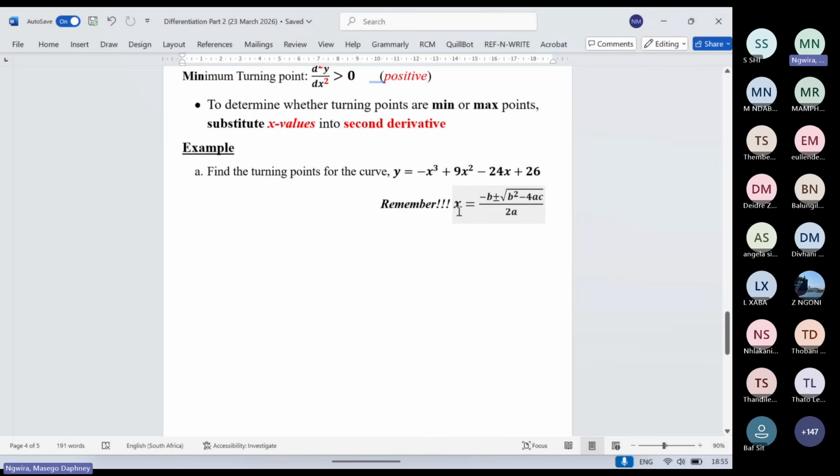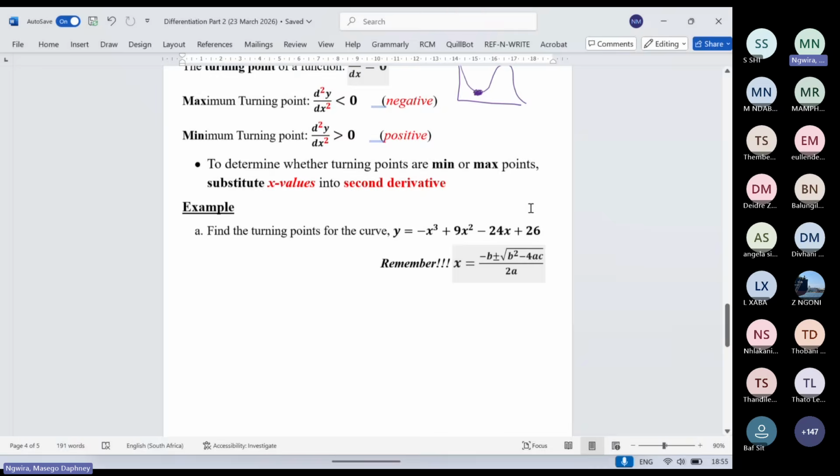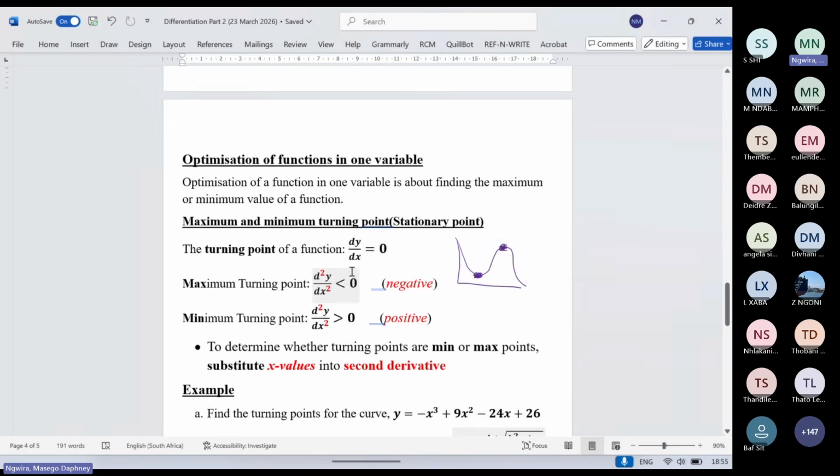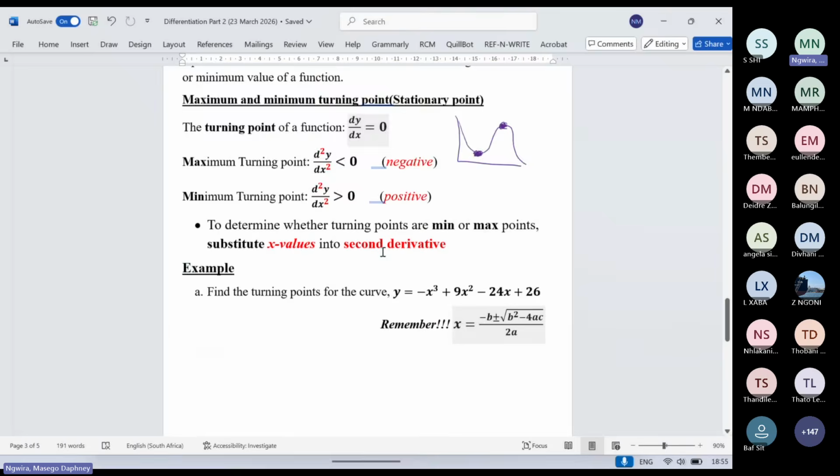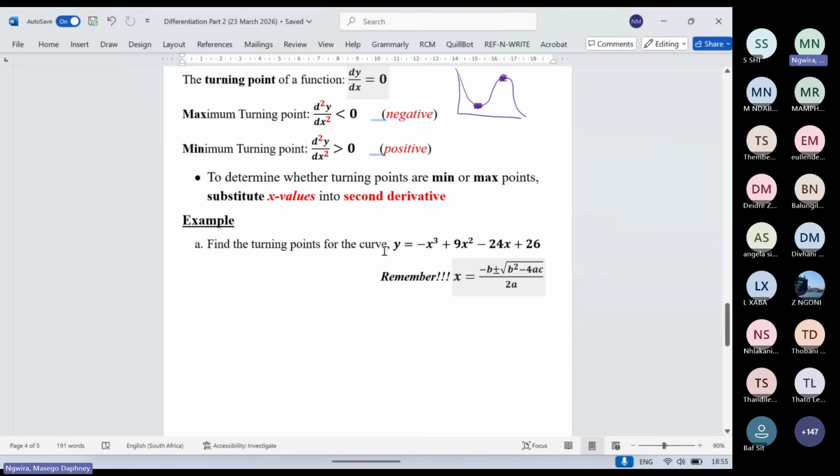And then here I said that, remember, to solve for x, if you don't factorize, this is the formula. We use this formula, the quadratic formula. I am choosing to use this formula to solve for x, because for me to find my turning points, I am first going to derive, and then after I derive, I take my answer and equate it to 0. Let me do it so that you can understand what I'm talking about.